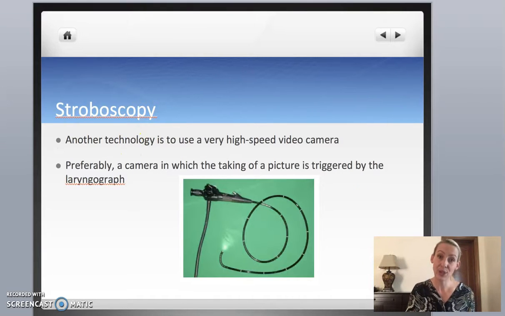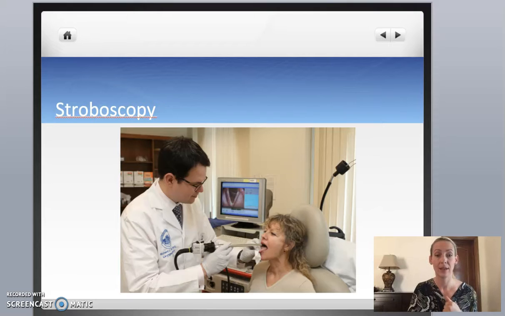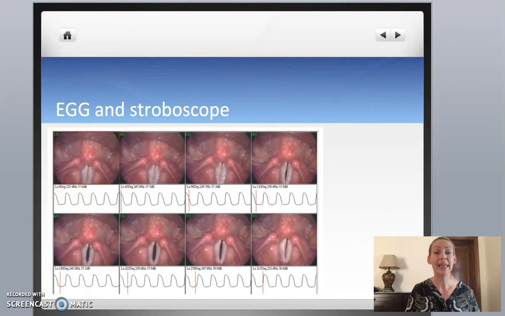So what you can do is you can use both of those methods together, both the electroglottograph and the camera. And this is then what we're going to see. The pictures here are taken with a stroboscope, and underneath you have the signal from the electroglottograph. And the red line shows you at which point this picture was taken.